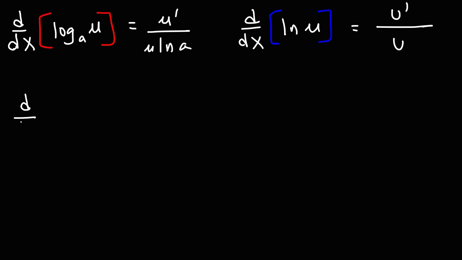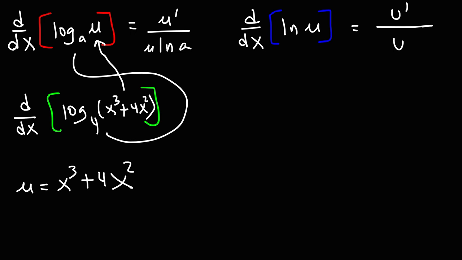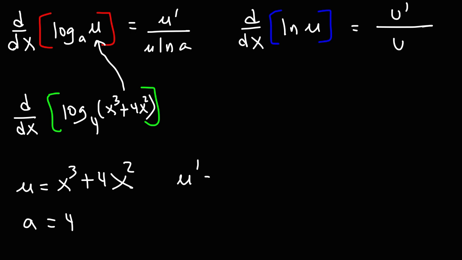Let's try another problem with regular logs. So let's say we have log base 4 of x cubed plus 4x squared. Let's try that one. So u is going to be whatever we see inside of the log expression. So it's x cubed plus 4x squared. A is the base of the log expression. A is 4. And u prime is just the derivative of what we see inside of here.